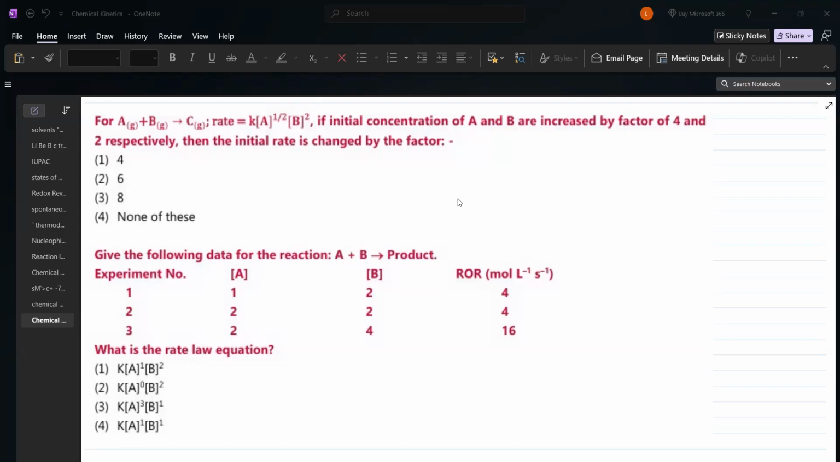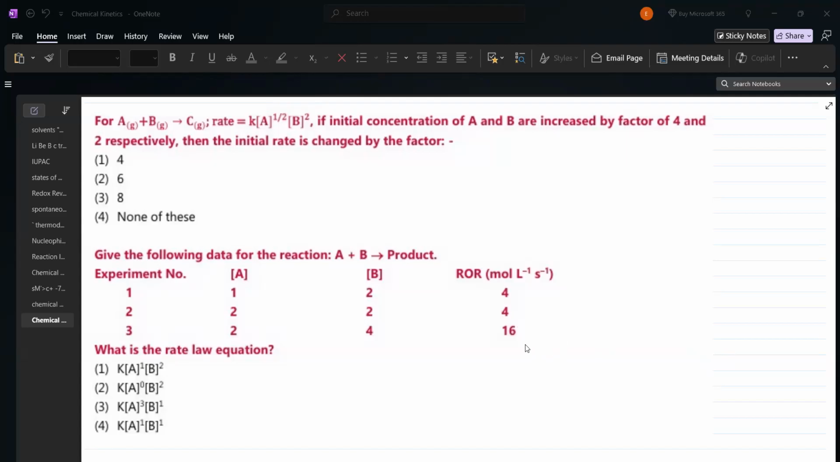I got it as one, the first option. Which option, Zaina? Zaina, are you there? Option 1. So option 1.